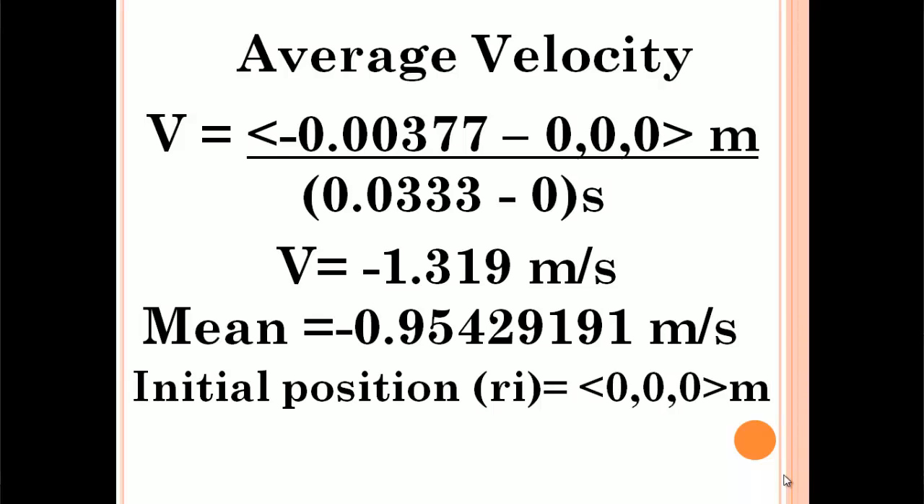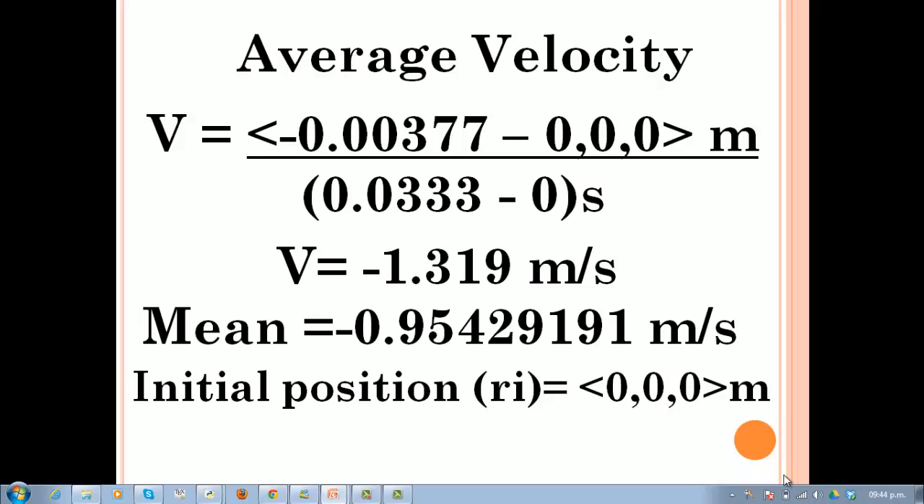Using Tracker to obtain the position data of the object used for this lab, I obtained the initial velocity of the object, which was negative 1.319 meters per second. But by observing the position data, I made the velocity calculation for each pair of position data, and I calculated the mean of all velocities, obtaining a value of negative 0.9542 meters per second. And we have the initial position of the object, that is 0.00 meters.